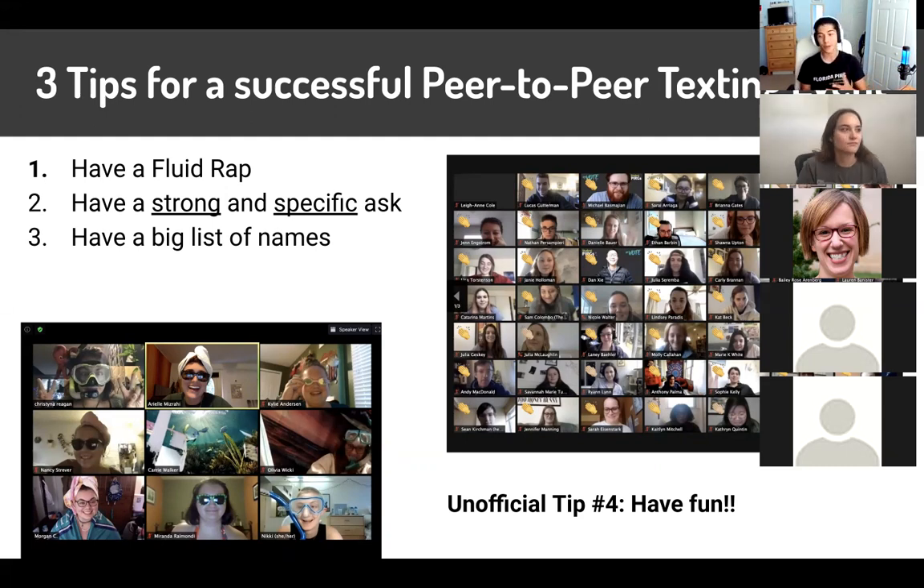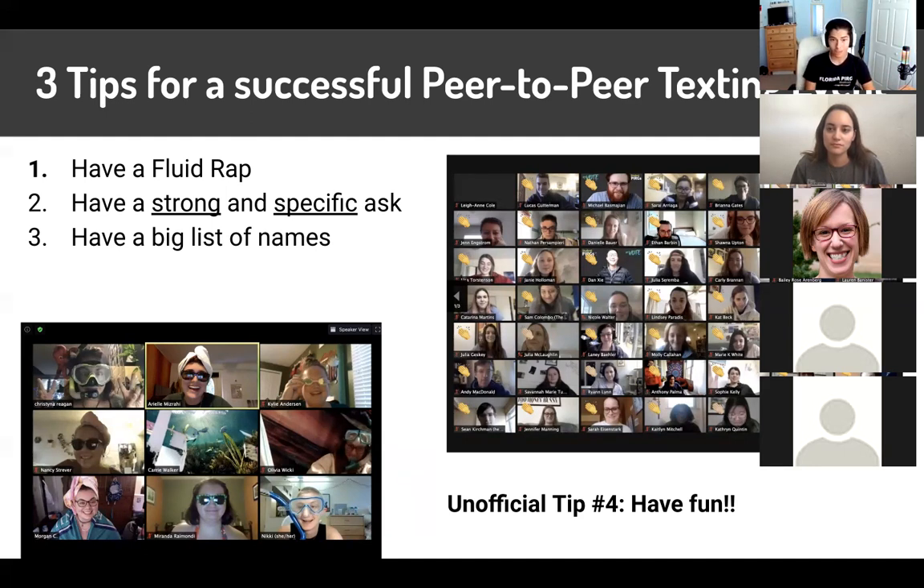It is really important when you're doing a peer-to-peer texting event to have as many names as possible. Texting is a very quick process. And so if you run out of names, you're kind of stuck in a place that you don't want to be. So that can come from having a really large contact list. That can come from being, for example, on campus, collecting people's phone numbers, asking them to maybe sign a petition with you, and then later calling or texting them. There's a lot of different ways that you can have a big list of names, but it is important for you to have that as a whole.